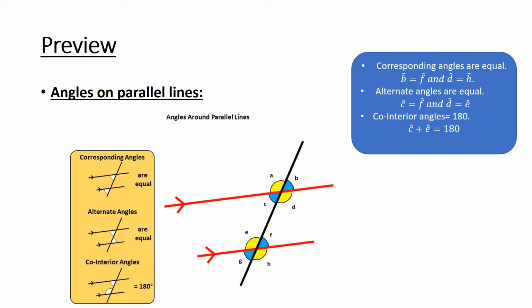Now remember, corresponding angles are same in measure and they are formed on the same side of transversal and at same level. Look at your diagram. Angle B will be equals to angle F. Angle D will be equals to angle H. And on the other side of the transversal, angle A will be equals to angle E. Angle C will be equals to angle G. These all are corresponding angles and they are equal in measure.